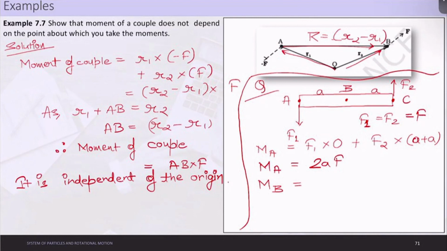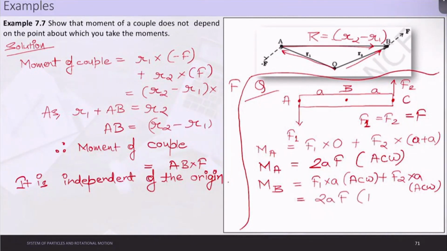Let us try to calculate the moment at B. If you see clearly, this is in anti-clockwise sense only. Now let us calculate the magnitude at B. Let us first calculate for F1. It's F1 into A. If you see clearly, it is in anti-clockwise sense only, plus F2 into A. If you see clearly, it is also in anti-clockwise sense only. So therefore, the magnitudes of same direction can be added directly. So it is nothing but 2A into F, which is in anti-clockwise direction, because F1 is equal to F2 is equal to F.